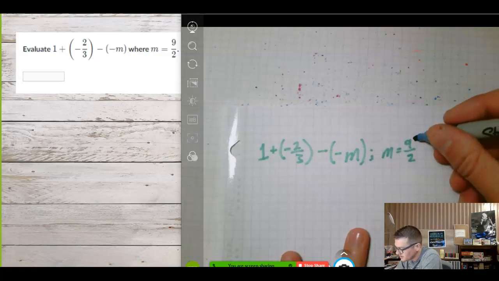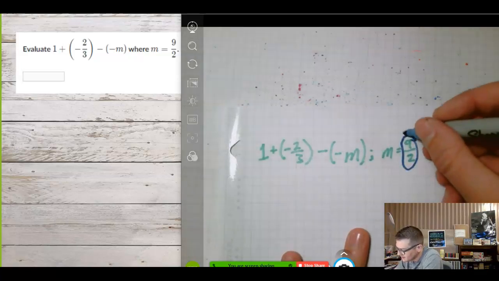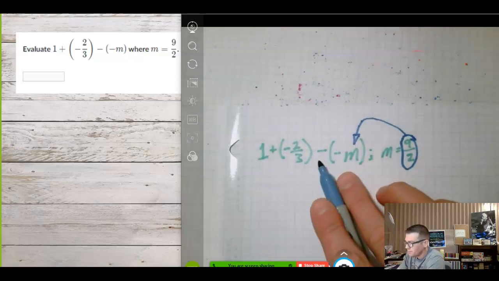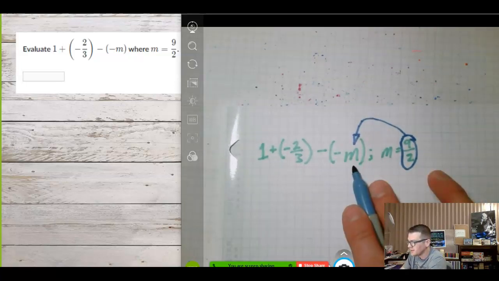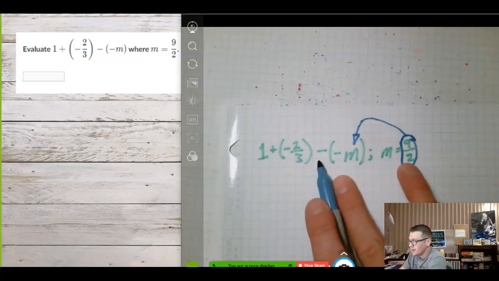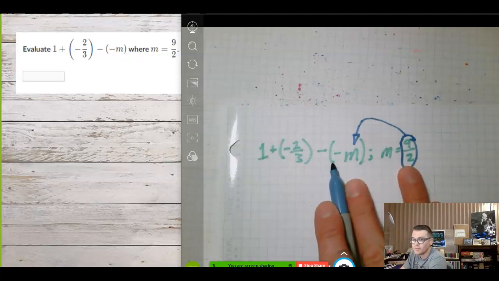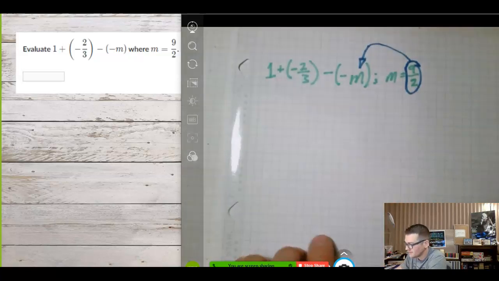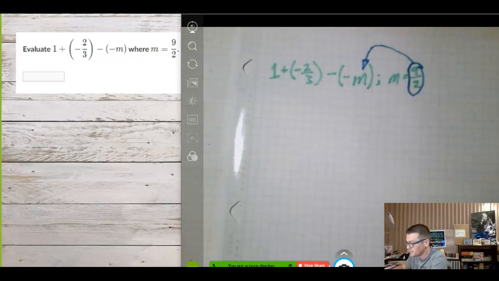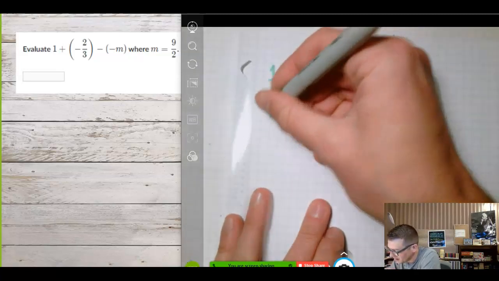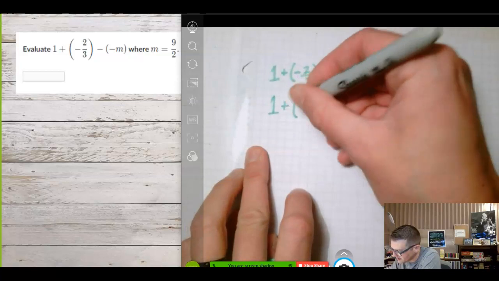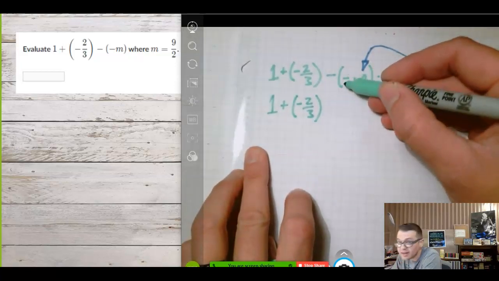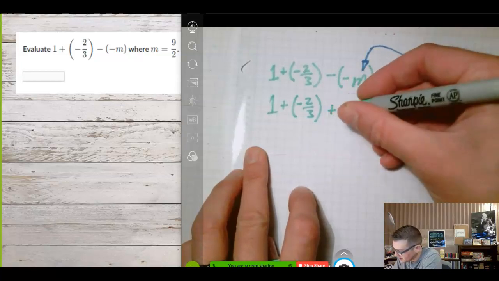So when we substitute only the 9/2 in for m, well, before we even substitute the 9/2 in, we see minus a negative. What do we know we can do with minus a negative? Positive. Yeah, it turns into positive, right? It turns into plus a positive if we want to say that, but we don't really have to say the plus. So this minus the negative is going to become plus m.